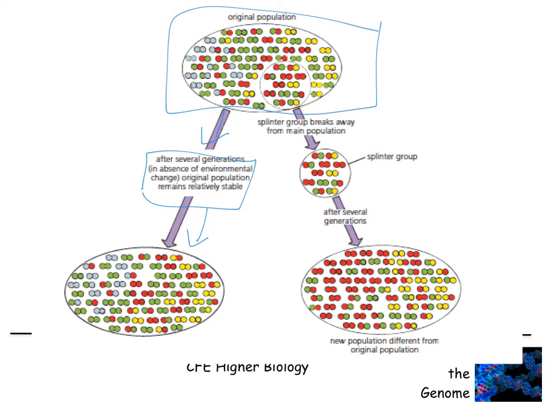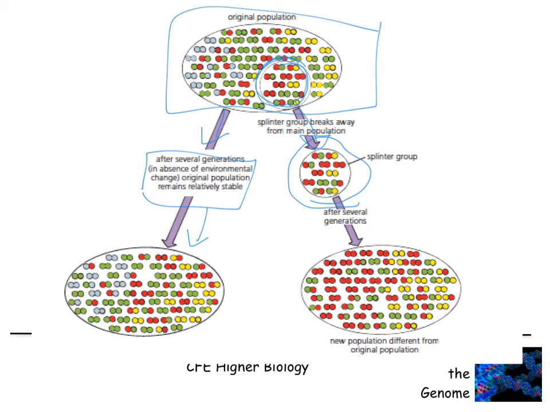But if you get a small group of organisms that break away, a splinter group, and they become isolated from the main population, that may be due to something like some sort of physical separation. Maybe there's a flood and a river or something like that forms, and it separates this group here away from the original population. Now you'll notice here that that splinter group does not have the same alleles in it. It's just got the red and the yellow and the green there.